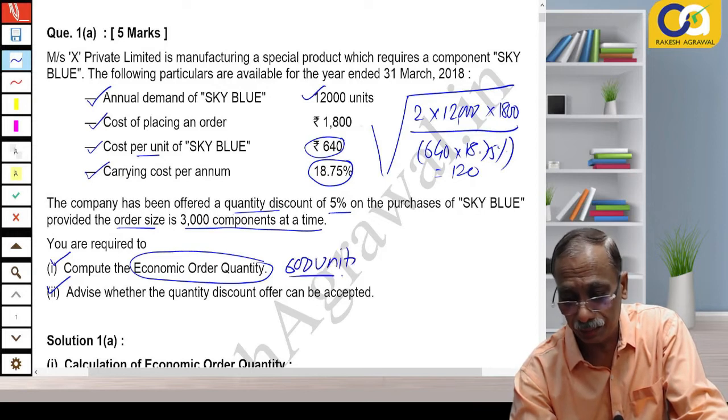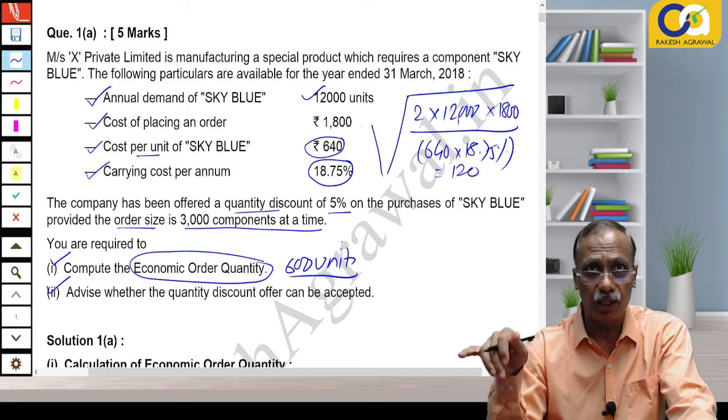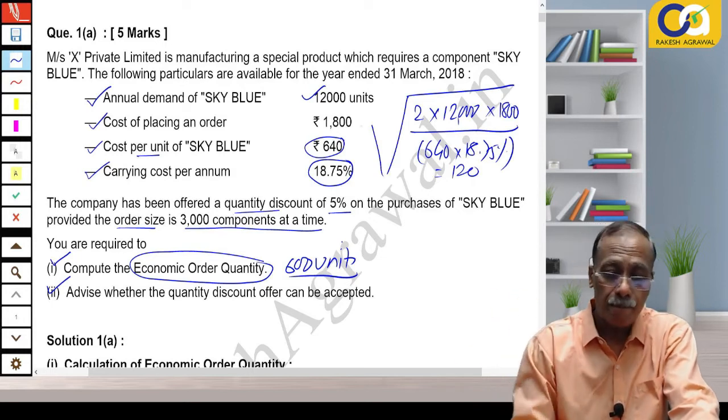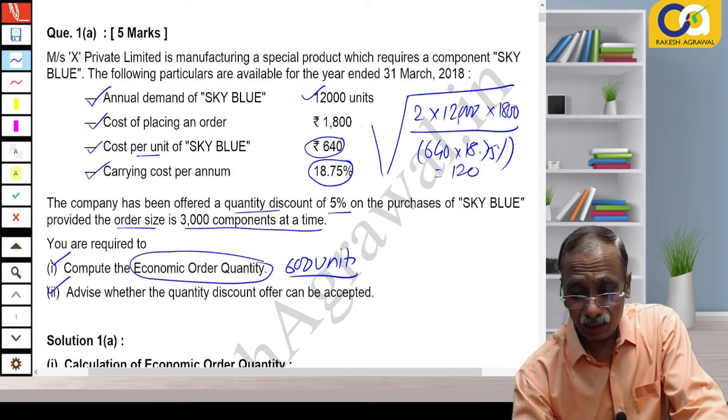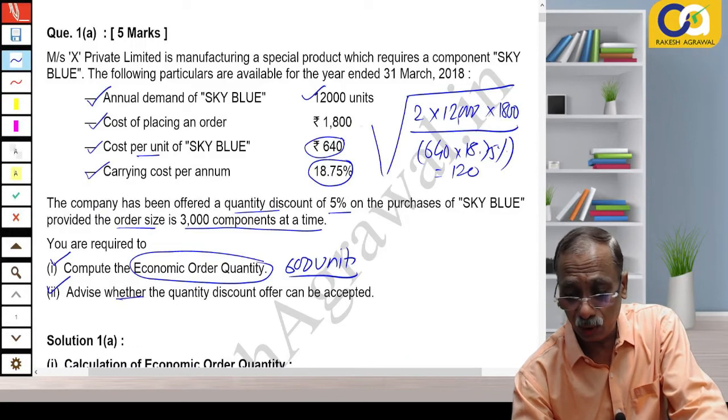Economic order quantity is 600. Numerator divided by denominator is equal to, and then square root. Now the second part of the question says that you have to check whether the discount offer should be accepted or not.